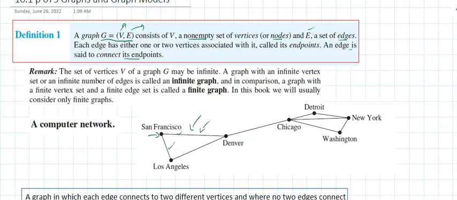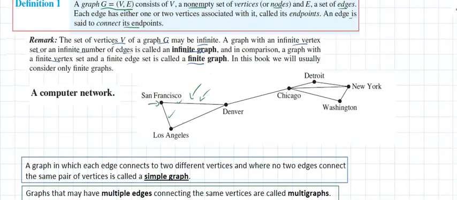Let's define a few things. You need to memorize what each type of graph looks like, but there are only 4 types that you have to worry about, or get accustomed to. Not memorize the definition, but understand it. Remark: the set of vertices V of a graph G may be infinite. A graph with an infinite vertex set or an infinite number of edges is called an infinite graph, and in comparison, a graph with a finite vertex set and a finite edge set is called a finite graph. We're going to deal with finite graphs for the most part. In this book, we will usually consider only finite graphs.